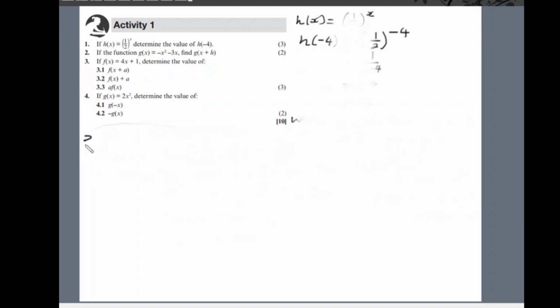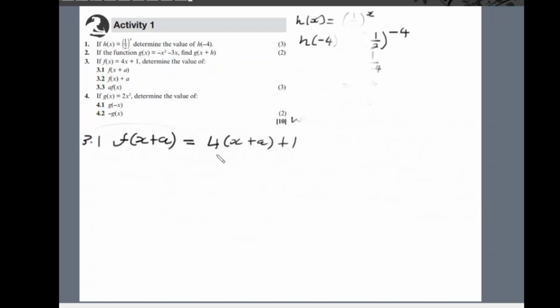Question 3.1. If f of x is equal to 4x plus 1, determine the value of f of x plus a. Again, this is a horizontal shift by a units. We are shifting the graph of f a units horizontally, either to the left or to the right, depending on the value of a. So for f of x plus a, wherever I see x, I put x plus a.